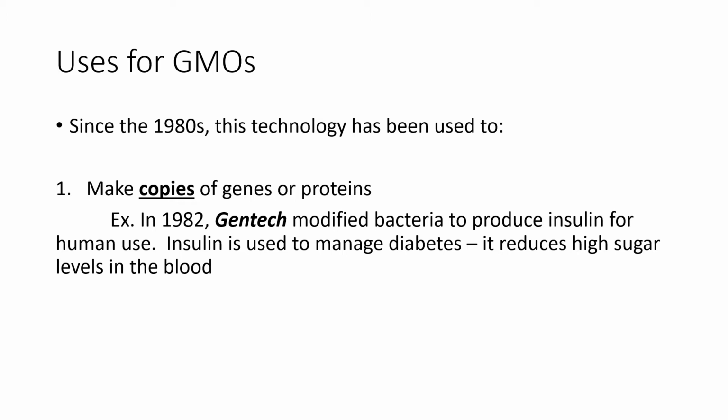So anyone that is an insulin-dependent diabetic, insulin reduces high sugar levels in the blood. Normally your pancreas produces it. If you're diabetic, your pancreas doesn't do a good job of creating insulin, so then you inject insulin. The insulin that is mass-produced is naturally made, but instead of being made by a human pancreas, it's made by bacteria that have that gene inserted in them. And so that's one of the first widespread uses of GMOs.